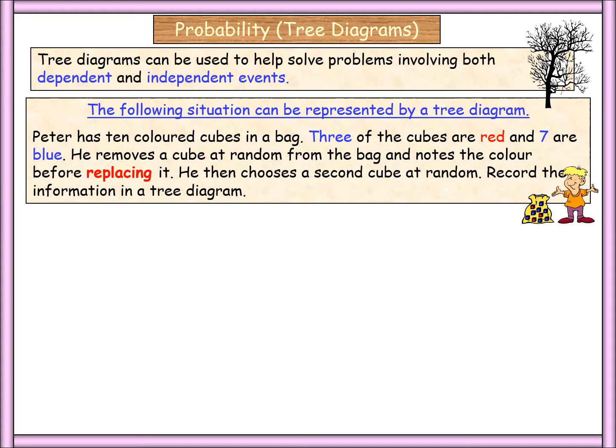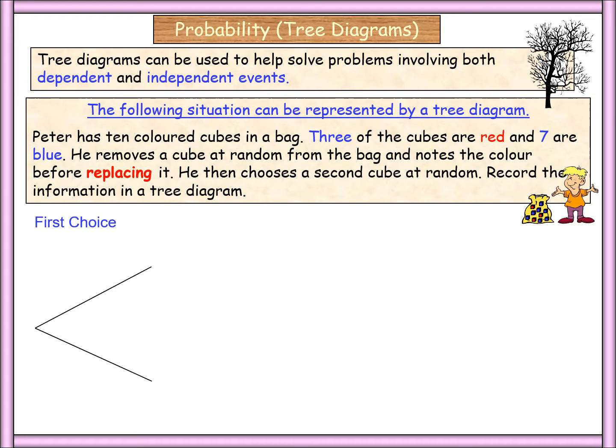Peter has 10 colored cubes in a bag. 3 of the cubes are red and 7 are blue. He removes a cube at random from the bag and notes the color before replacing it. He then chooses a second cube at random, record the information in a tree diagram. So the word replacing is very important in this kind of problem.